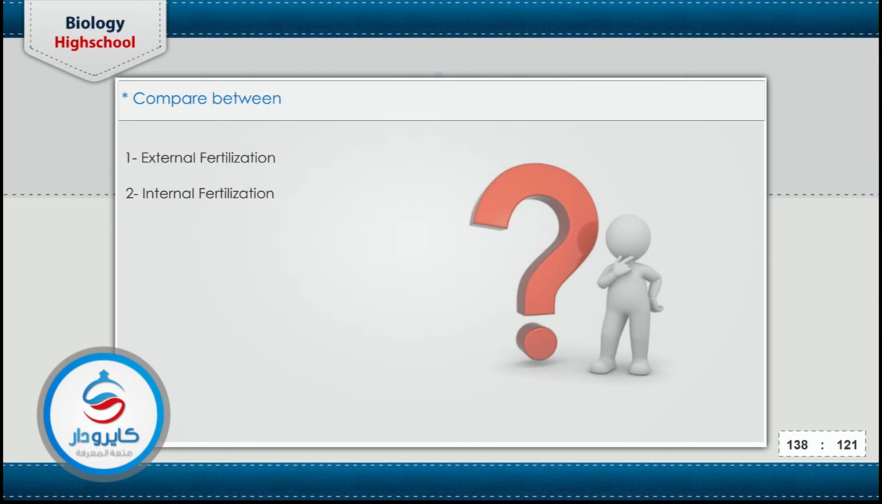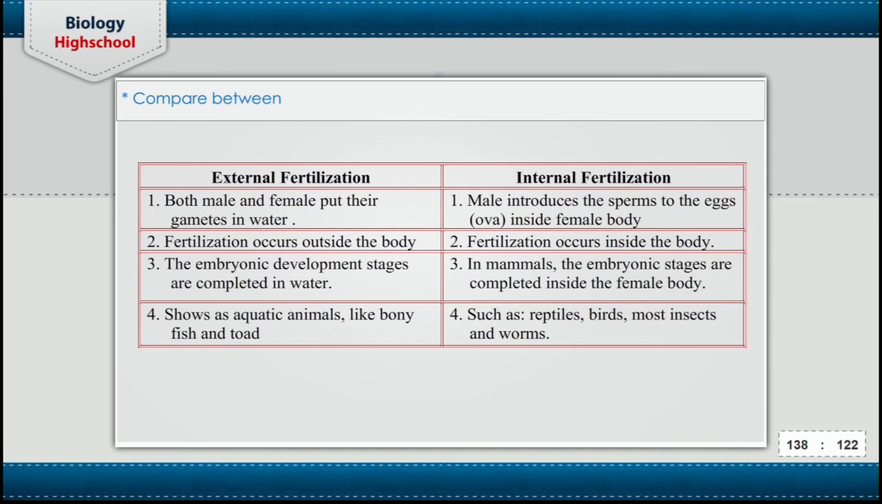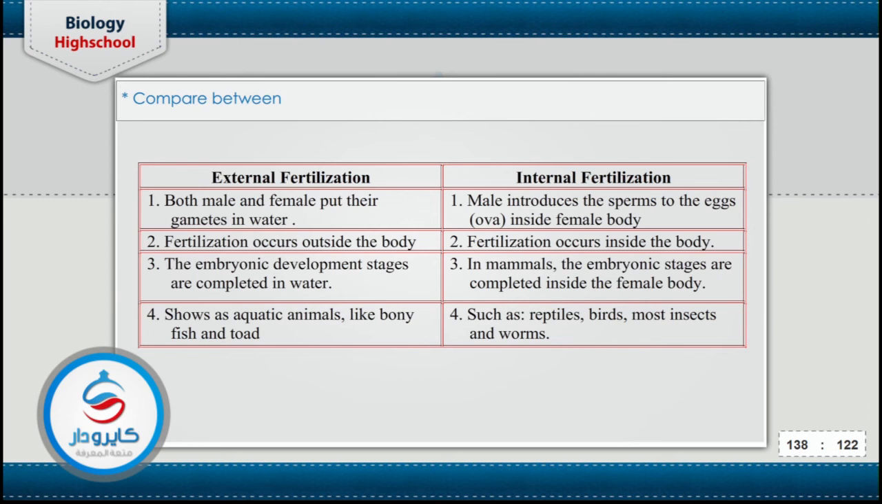But in the case of the internal fertilization that takes place inside the female body, where the male gametes are introduced inside the female reproductive system for the fertilization of the female gamete to form the embryo, and the embryo develops inside the female reproductive system. So in the external fertilization both the male and the female put their gametes in water، لكن الثانية لازم sperms in eggs inside the female bodies.